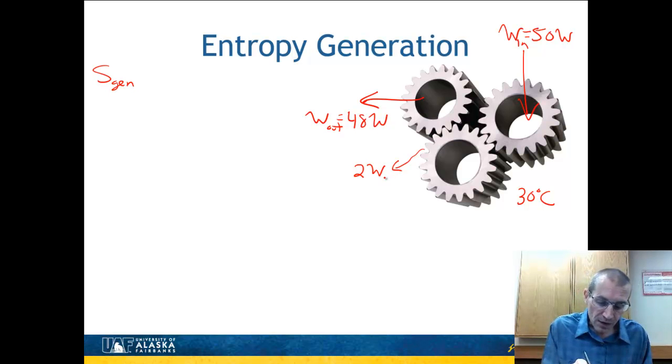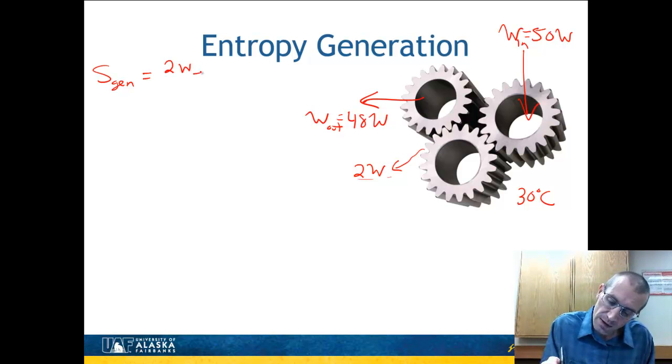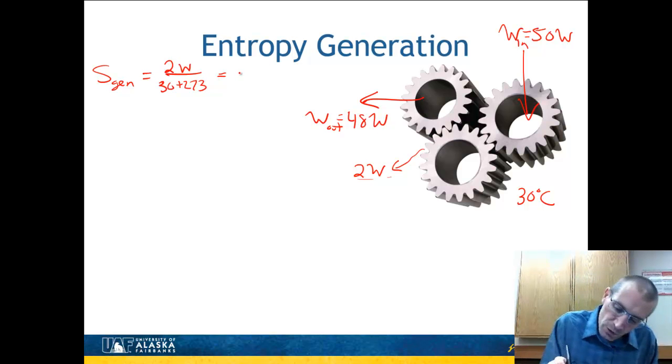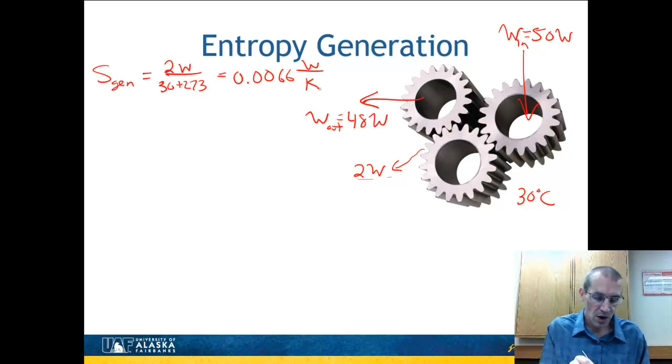Well, what I've got is this 2 watts here being left as heat, so I would have 2 watts normalized by the temperature, and I need to do this as 30 plus 273, and that'll tell me how much entropy I'm generating, which is 0.0066 watts per Kelvin. Right? So there's the entropy being generated due to the grinding of the gears and due to the friction.